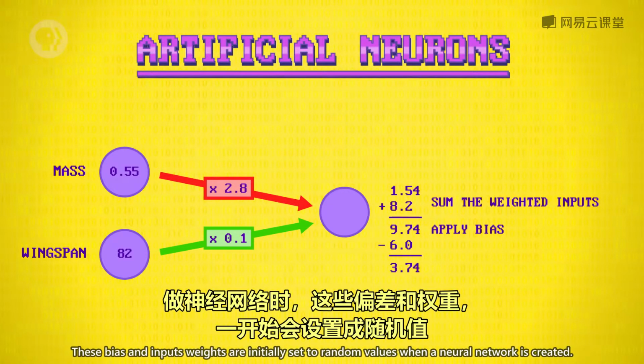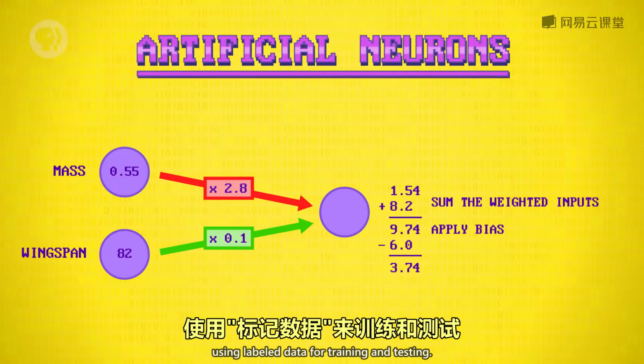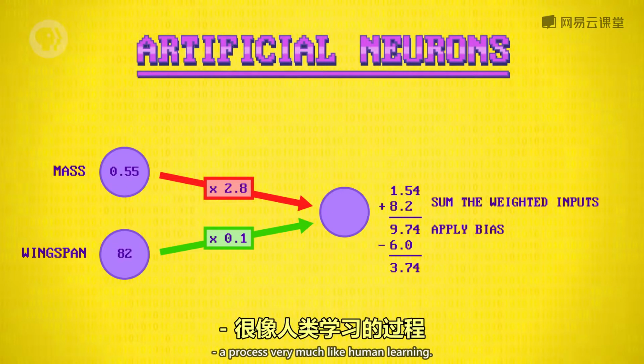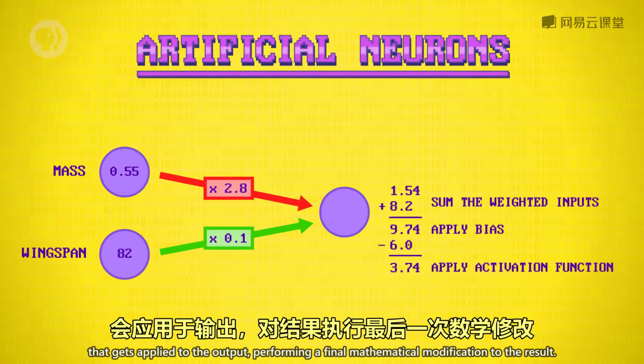These bias and input weights are initially set to random values when a neural network is created. Then an algorithm goes in and starts tweaking all those values to train the neural network, using labeled data for training and testing. This happens over many iterations, gradually improving accuracy, a process very much like human learning. Finally, neurons have an activation function, also called a transfer function, that gets applied to the output, performing a final mathematical modification to the result.